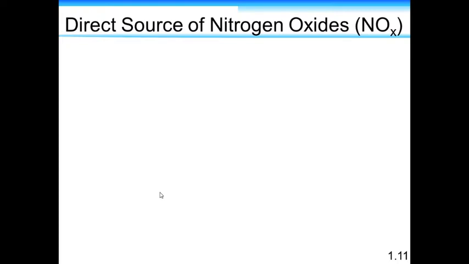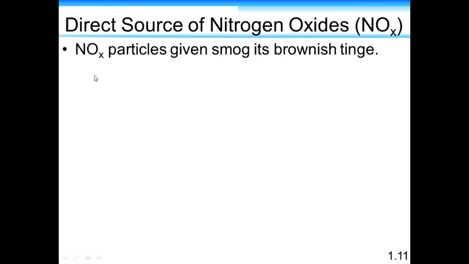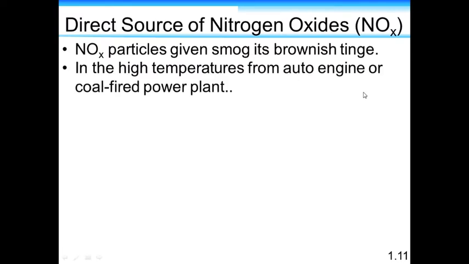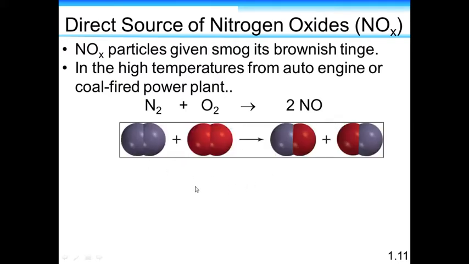NOx is a general term for pollution molecules that contain nitrogen and oxygen. They are what give smog its brownish tinge. And this type of combustion reaction occurs. We've seen this previously: nitrogen gas plus oxygen gas can form nitrogen monoxide. Here we have the space-filling model. Really, this is a simplified version of the chemistry that occurs. There are actually a few more steps in the process, but overall, this is what will occur.